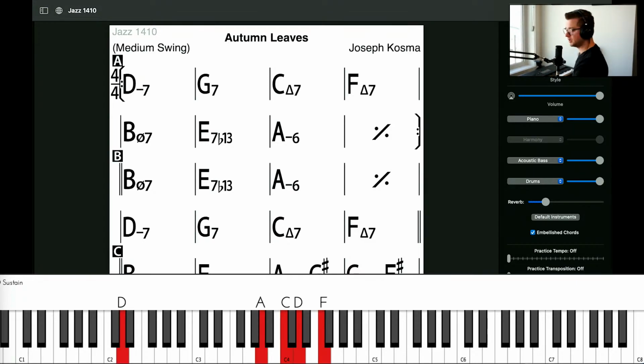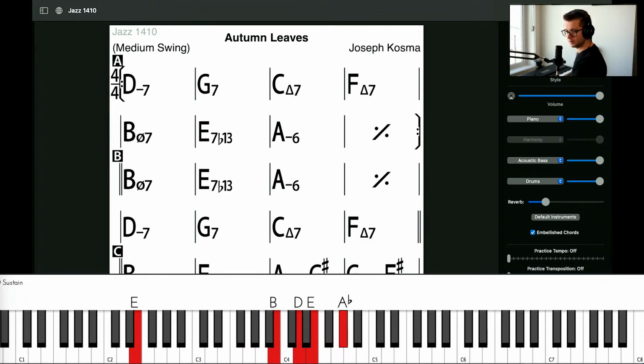The autumn leaves outside my window. The autumn leaves of red and gold. That's the song, right? Maybe it just doesn't sound like it because there's no melody, perhaps.